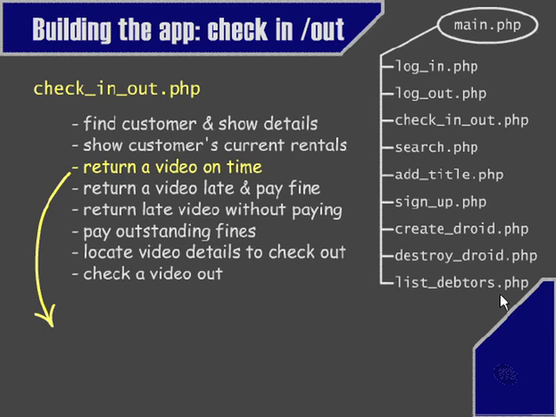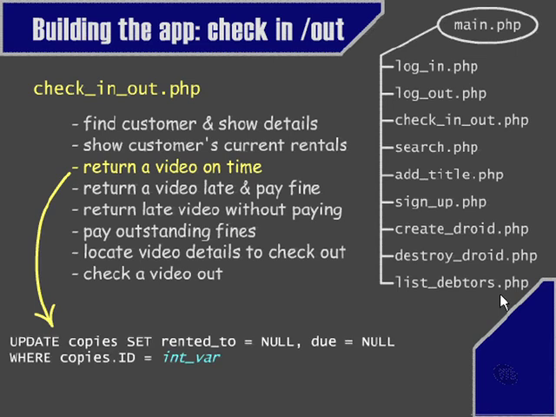We also need to have a simple SQL query to return a video that's on time. That's simply a matter of wiping out the rented to value and the due value, so the copy is essentially back on the shelf. We do this with an update query. The process for returning a late video in which the customer has paid the fine is different in terms of what we have to do as a user of the application to register this, but it acts in precisely the same way in terms of the SQL query.